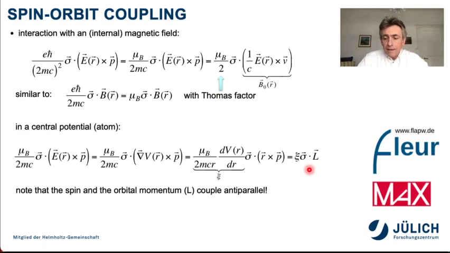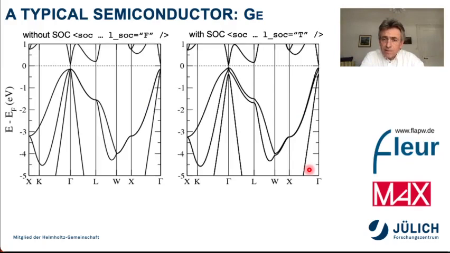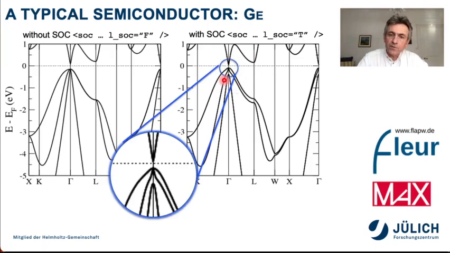Now, after this introduction to the theory, let me come to manifestations of spin orbit coupling, first in non-magnetic solids. For this, I show you a simple example, the semiconductor germanium, calculated without spin orbit coupling and with spin orbit coupling, and you can specify this in the input file by setting this flag LSOC to true. And then you get two band structures which are not so different at first glance, but if you look closely here at the gamma point, and I magnify this for a moment, then you will find that this original triply degenerate state now splits into a twofold and a singly degenerate state, just like the p electrons split into p1/2 and p3/2 states.